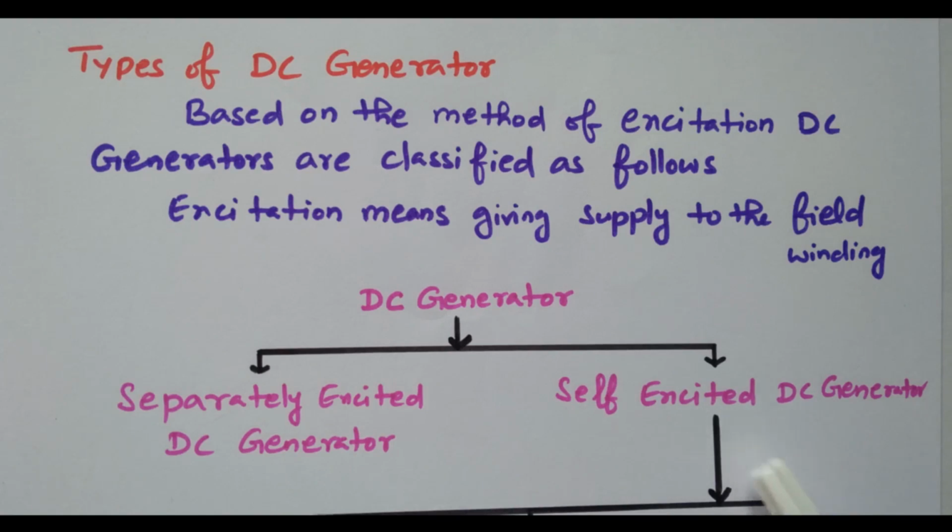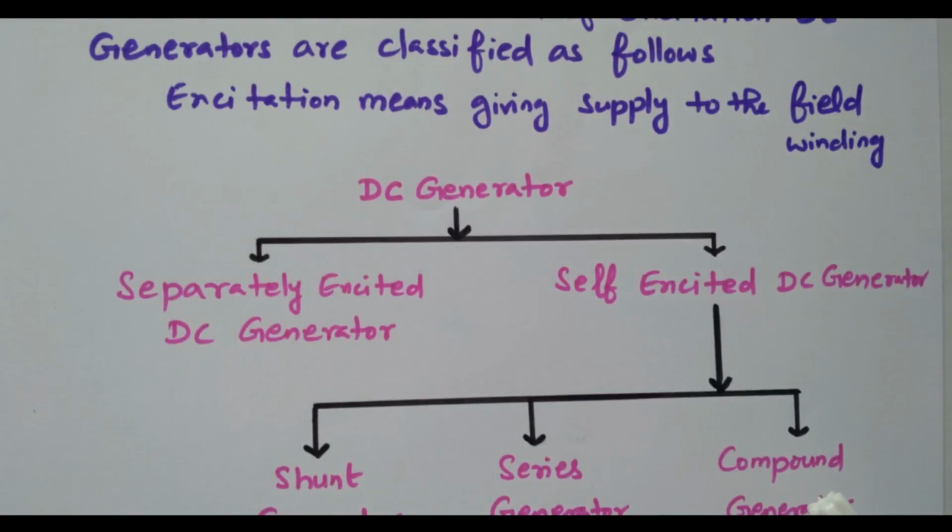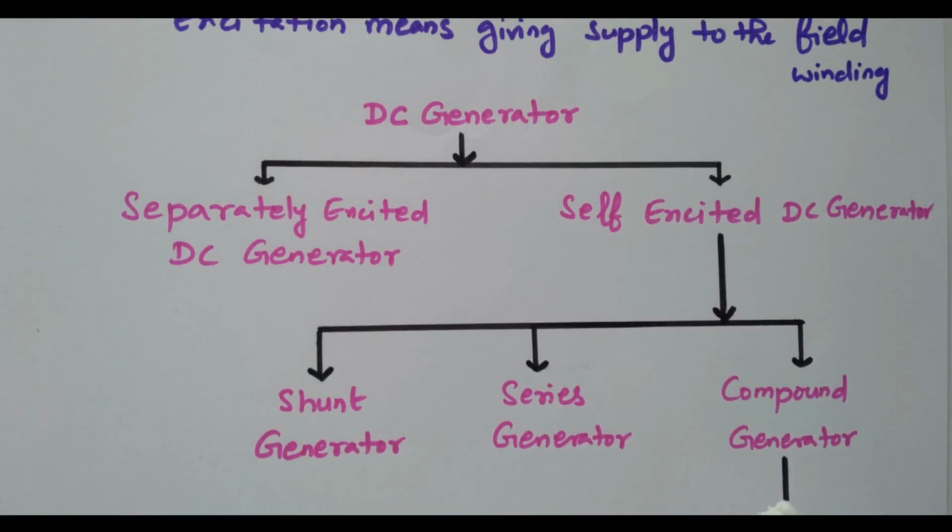The self excited is again classified into three different types, depending on how the armature winding and field winding are connected. If it is connected in series, it is a series generator. If it is connected in parallel, it is a shunt generator. If it has both shunt winding as well as series winding, it is a compound generator, right. Here the field winding is connected in series, here the field winding is connected in parallel, and here both are connected in series as well as parallel, so that is called a compound winding, a combination of both series and parallel.